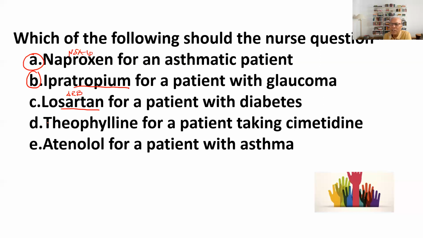How about theophylline? So this is going to be your xanthine derivative for a patient taking cimetidine. Well, you probably don't know, but now you know that there is going to be a contraindication because there's going to be a reaction whenever theophylline and cimetidine are taken together. So this would be something that you would question. And of course, atenolol for a patient with asthma. Olol is a beta blocker, but we need to find out what kind of beta blocker this is, okay?